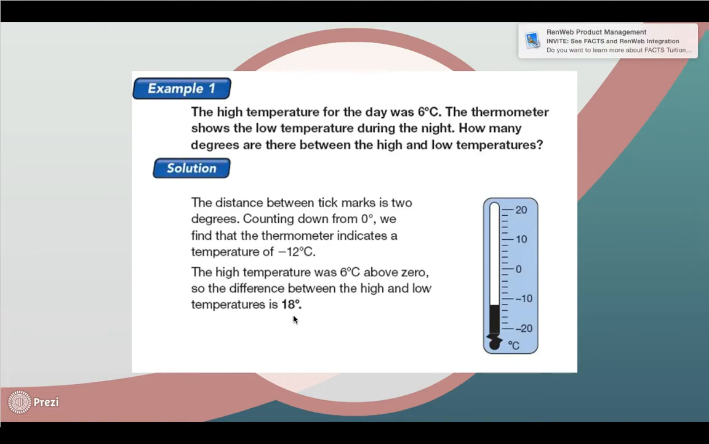Basically what you're doing is you're just going to count down from all the way up here, count by 2s. If you count by 2s from 6, 2, 4, 6, 8, 10, 12, 14, 16, 18. So you start at 6, go to the next one, 2, 4, 6, 8, 10, 12, 14, 16, 18, and then you end up at negative 12 degrees centigrade. And so that's how you find the difference if you're just counting the tick marks in between the two.